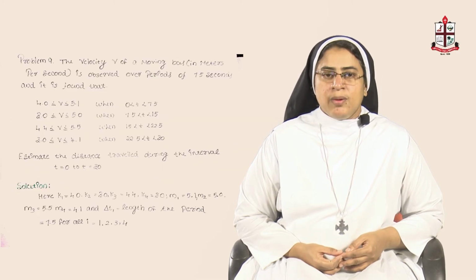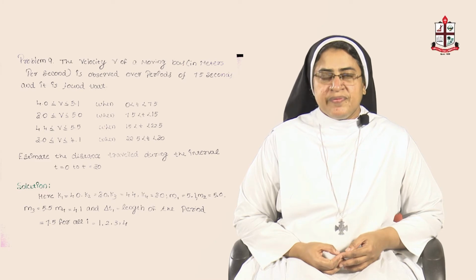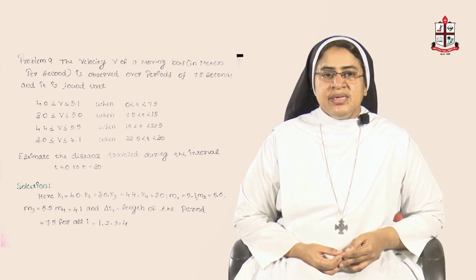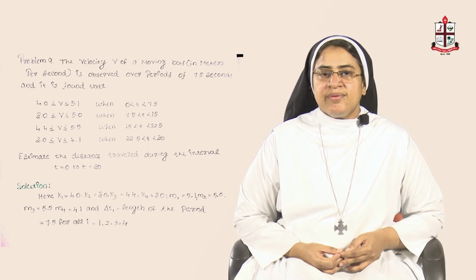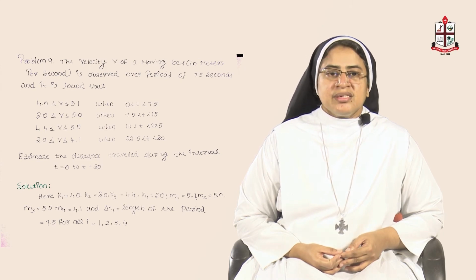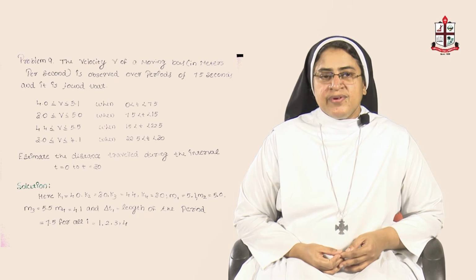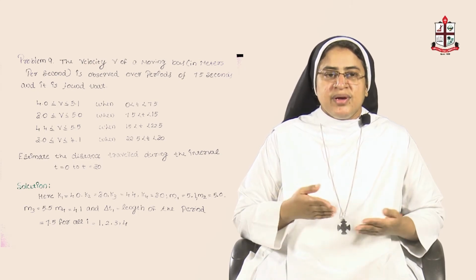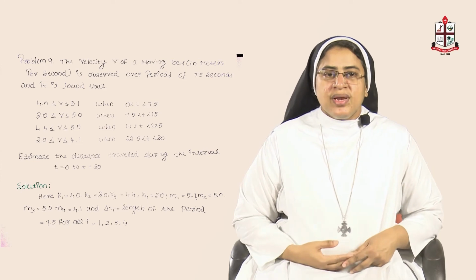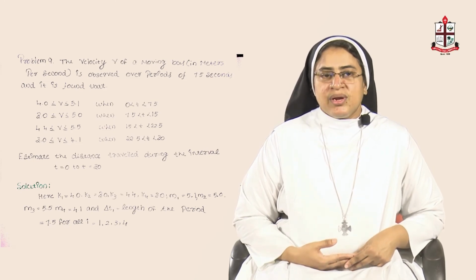So, how will you do a problem regarding this? Let us work out an example. The velocity v of a moving bus in meters per second is observed over a period of 7.5 seconds, and it is found like this. For the first 7.5 seconds, you have 4 less than or equal to v less than or equal to 5.1.